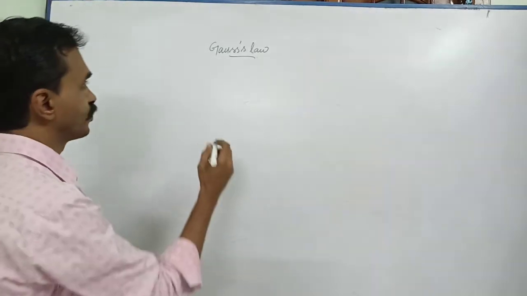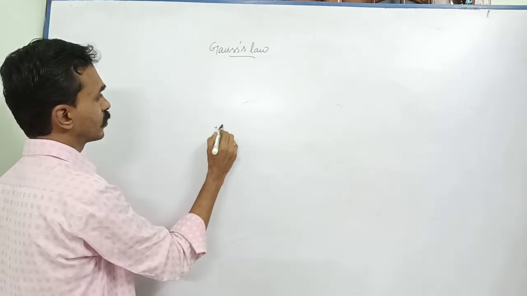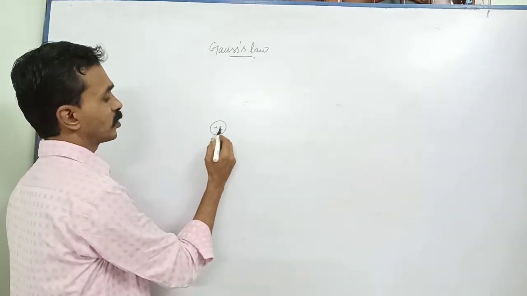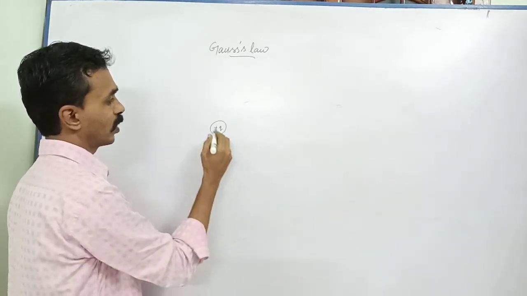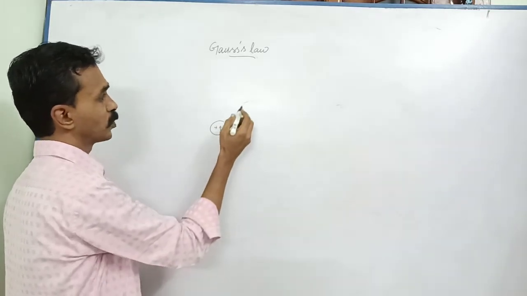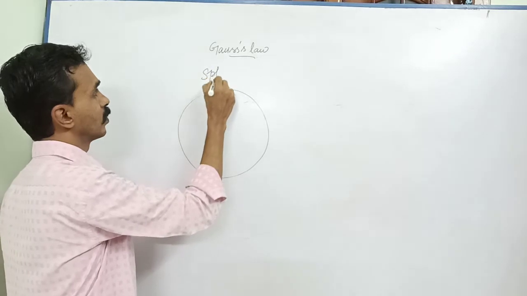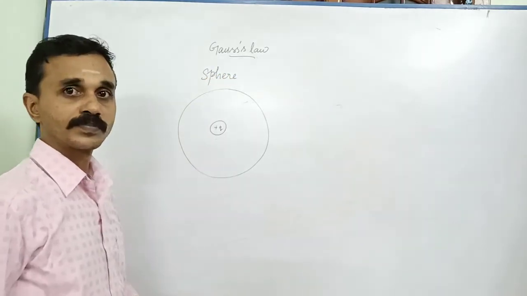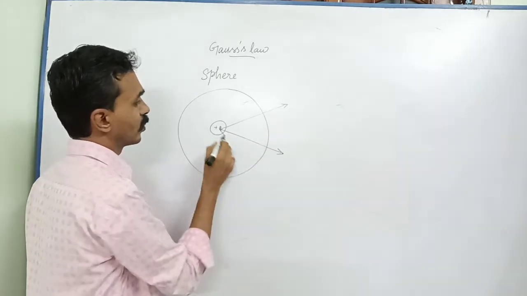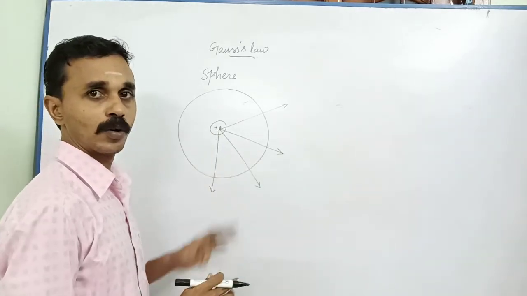Okay, now suppose you have a charge plus q here. The charge plus q, being a positive charge, radiates, so the electric field lines from this charge act radially outwards. Suppose you consider a spherical surface. For a sphere, the electric field lines will be normally radially outwards, in this way, in all directions.